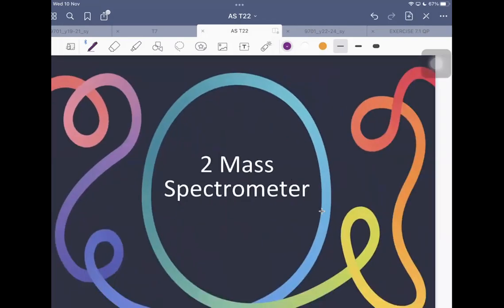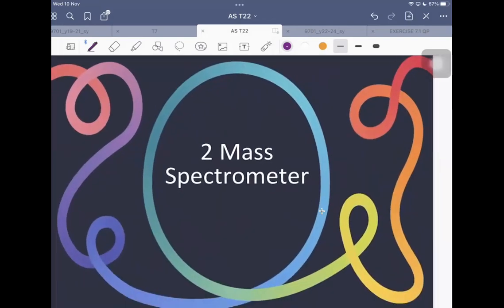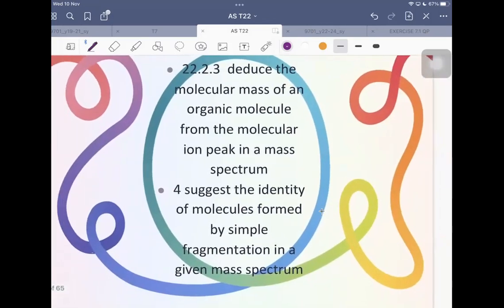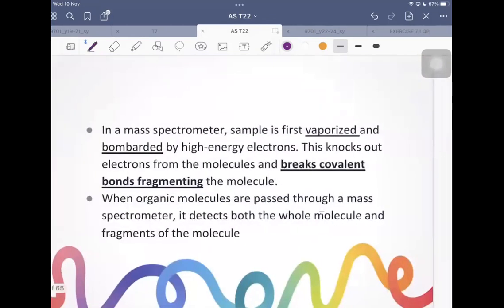Right. Next, we move on to the next part of the mass spectrometer. This time we want to deduce the molecular mass of an organic molecule from the molecular ion peak in a mass spectrum, and suggest the identity of molecules formed by simple fragmentation in a given mass spectrum. The same idea is applied when we look at the mass spectrometer of molecules.